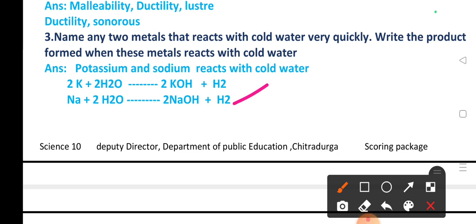So sodium reacts with water, it gives sodium hydroxide with liberation of hydrogen. Very simple reaction.